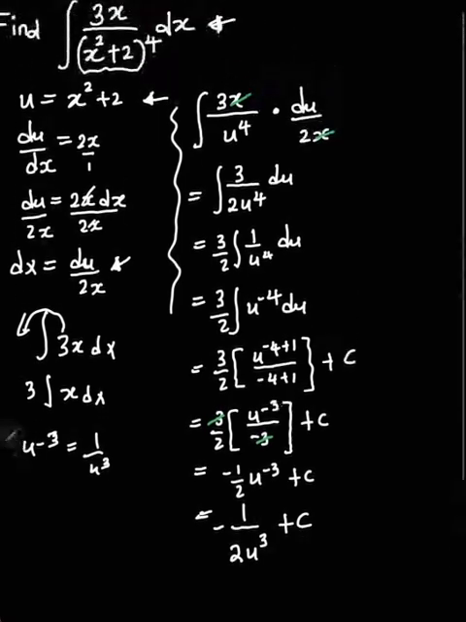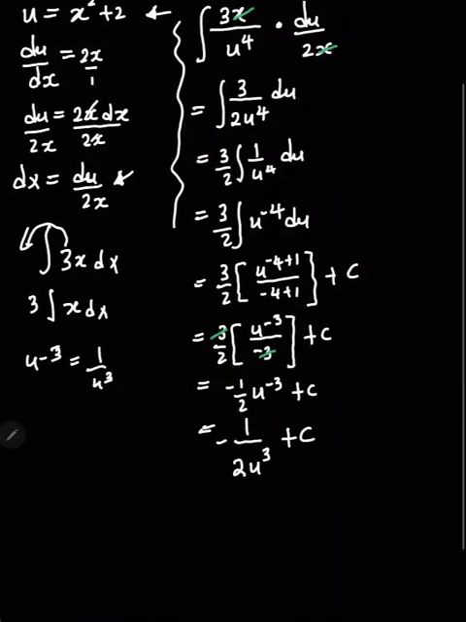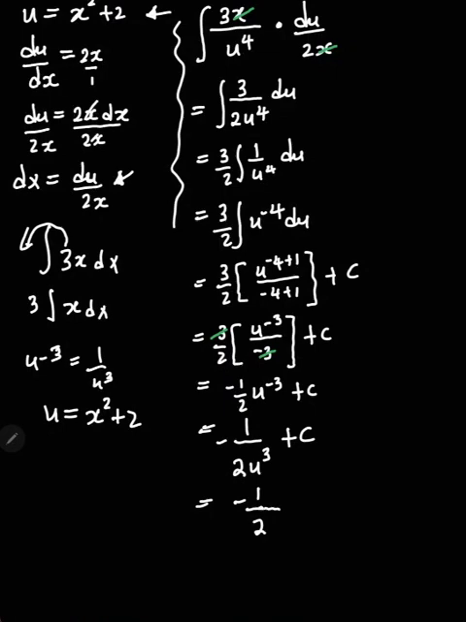But remember, the actual problem was in terms of x. So at the last stage here, we want to bring back the x information. We want to still express our answer in terms of x. Remember we said u is x squared plus 2. So the last stage is just to replace u with x squared plus 2. So I'm going to have negative 1 over 2, then where there's u, we put (x squared plus 2) to the power 3, then plus c. So this is our answer, and this is the final answer to this particular problem.